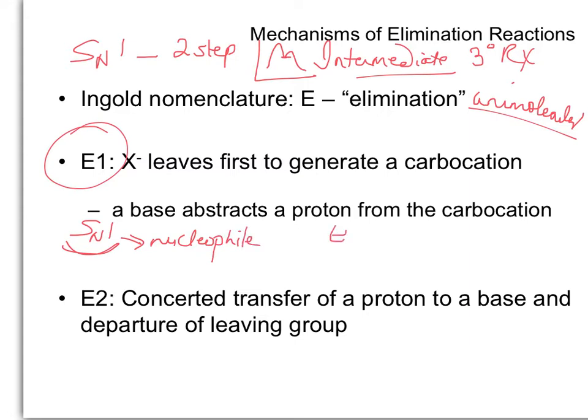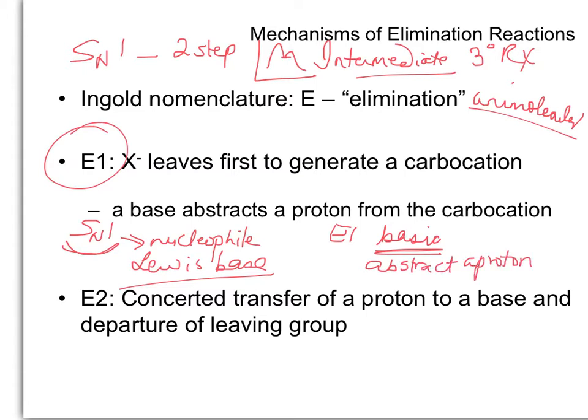In case of an E1, you're thinking about the basic character. So you're no longer worried about the Lewis basicity, or the ability of that Lewis base to donate electrons, but rather the ability of that base to abstract a proton. So whether or not it can abstract a proton, that's what we are going to focus on. Abstraction of a proton means it's going to accept a proton, so it now becomes a Bronsted base, not a Lewis base.